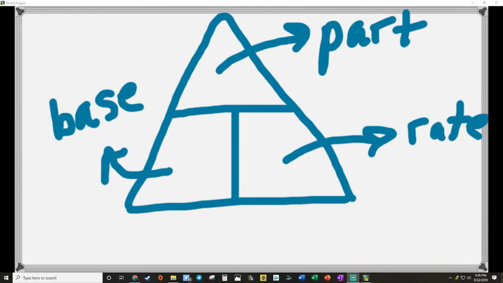What this triangle does is it gives us an idea how we need to set up our mathematical equation. Anytime we have to go from part to base or part to rate, you're generally dividing. Say we have the part, we have the rate, we need to find the base, you'll do part divided by the rate equals the base. Or say we need to find the rate, you'll divide the part by the base to find the rate. The only time you will multiply is if we have to find the part of a whole amount. We'll do base times rate equals part.